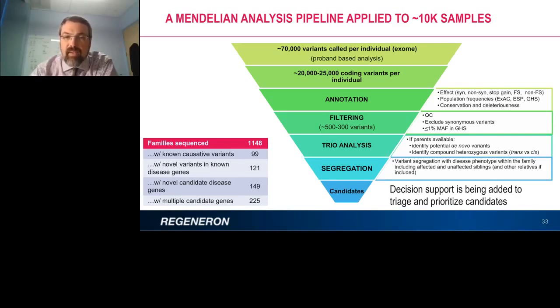that may be relatively new and have strong effect. And then looking in trios where they're available, and in families, we can identify potential de novo variants, compound heterozygous variants, and variants that segregate with the disease in families where there are affecteds and unaffecteds. And that brings us then ideally to a relatively small list of genes and variants where we think they're very likely to be causative of the disease, and then we can look across multiple families.